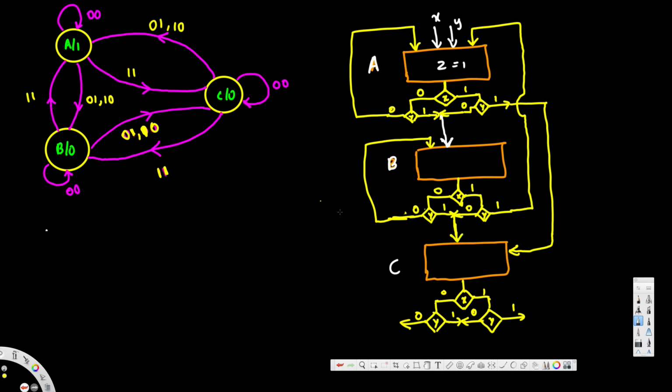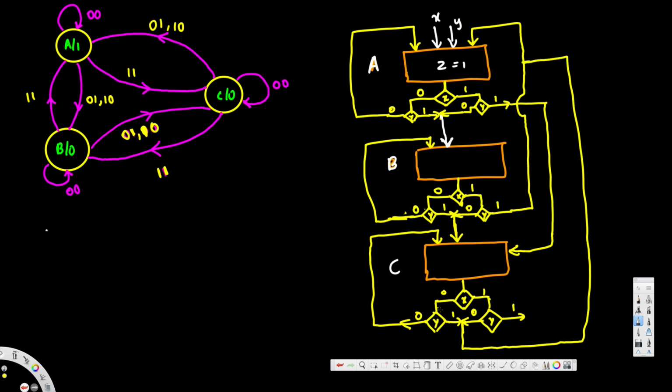Now let's see C. If it's 0, 0, it goes right here back to C again, and if it's 0, 1, 1, 0, it goes to A. 0, 1, 1, 0 is the common one, goes to A. You can also just connect with this wire like this, and if it's 1, 1, it goes to B.